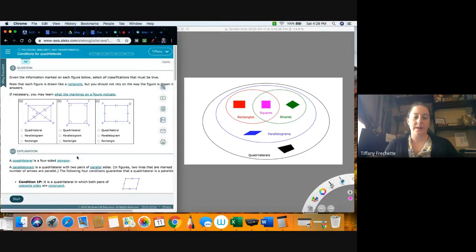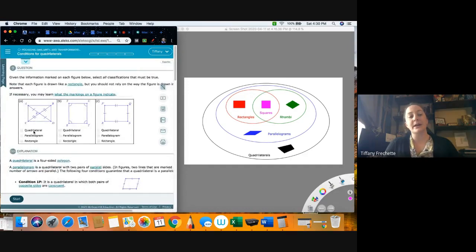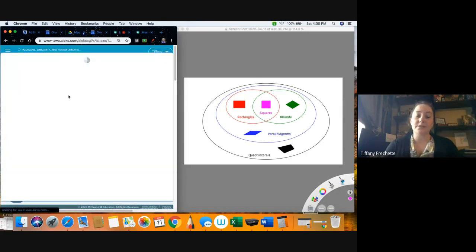Conditions for quadrilaterals. Given the information marked on each figure below, select all classifications that must be true. Note that each figure is drawn like a rectangle, but you should not rely on the way the figure is drawn in determining your answers. If necessary, you may learn what the markings on a figure indicate. And if you don't know what the markings are, let's go ahead and click on this.